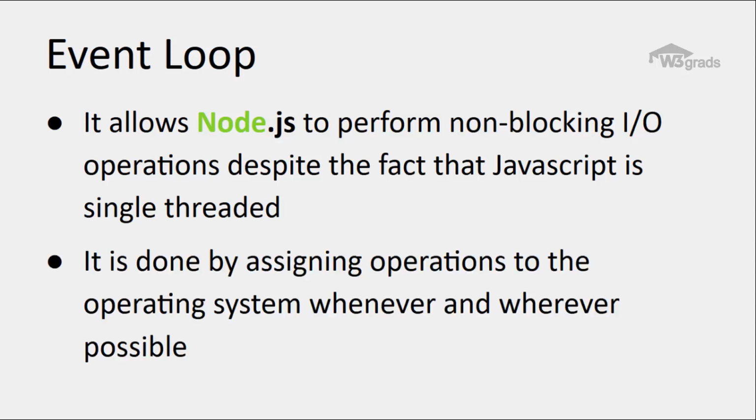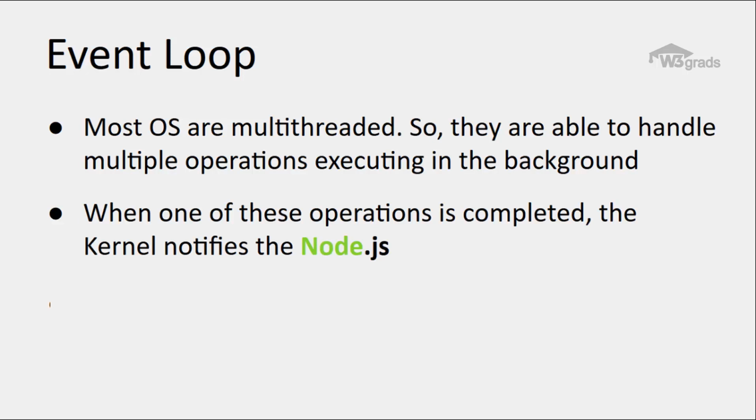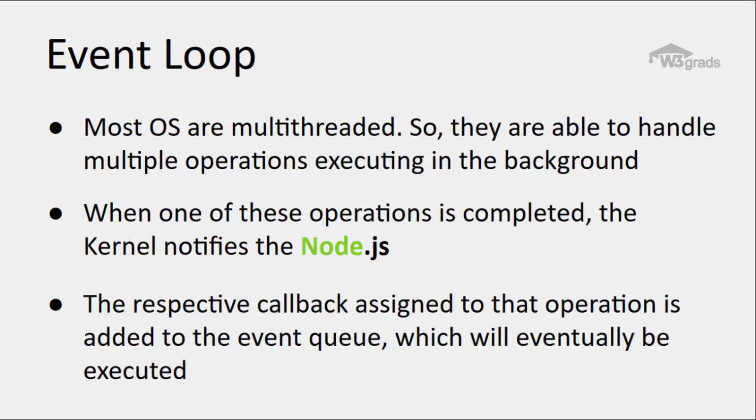It is done by assigning operations to the operating system, whenever and wherever possible. Most operating systems are multi-threaded. So, they can handle multiple operations executing in the background. When one of these operations is completed, the kernel tells Node.js, and the respective callback assigned to that operation is added to the event queue, which will eventually be executed. I will explain this in detail, as we move ahead in this video.